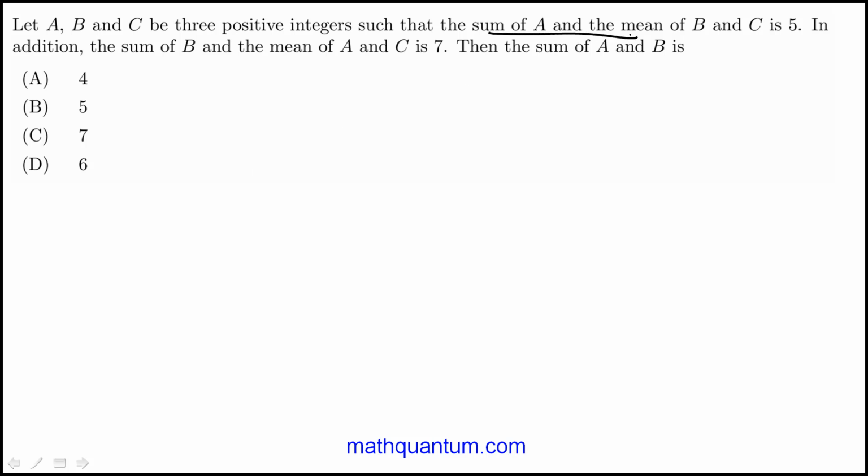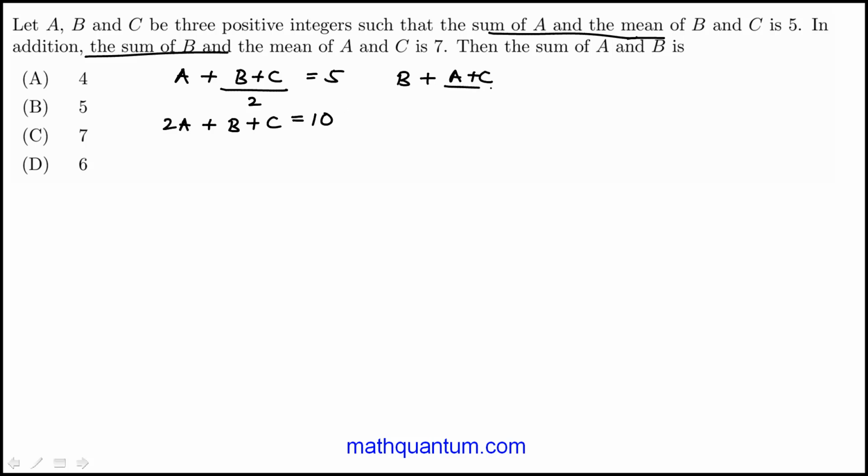So I'll start by translating these statements here. That is A plus the mean, or the average of B and C, is 5. I'll multiply by 2 and rewrite it in a form without any fractions. Do the same thing for the second equation, which is B plus the mean of A and C is 7. Again, I'll get 2B plus A plus C equal to 14.